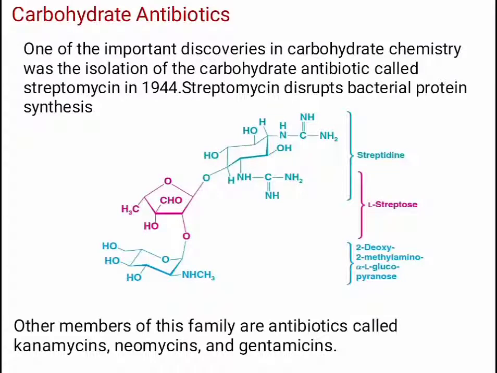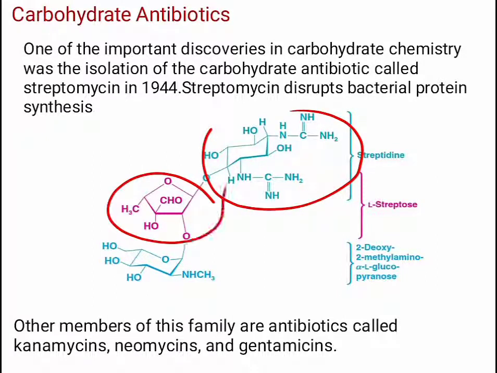Carbohydrate antibiotics. One of the important discoveries in carbohydrate chemistry was the isolation of the carbohydrate antibiotic called streptomycin in 1944. Streptomycin disrupts bacterial protein synthesis. So the work of streptomycin is to disrupt bacterial protein synthesis. Now this is the structure of streptomycin. These are the structural units. This one is unit 1, this one 2, this one 3.